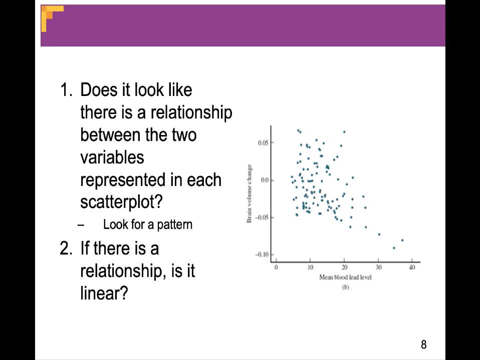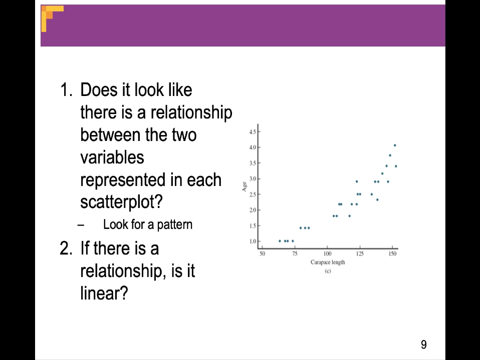Now, this scatter plot does not have nearly the strength of a relationship. This is looking at the mean blood lead level and the brain volume change. Yes, there is some pattern, particularly at the higher mean blood lead levels, but other than that, it really does appear to be widely scattered around. In this next scatter plot, we see somewhat of a curve towards the end, particularly with these values, but overall, it does seem to have some linear relationship for most of the values.